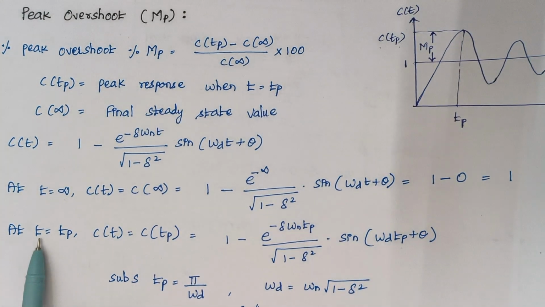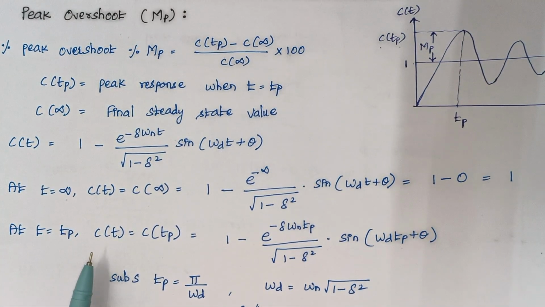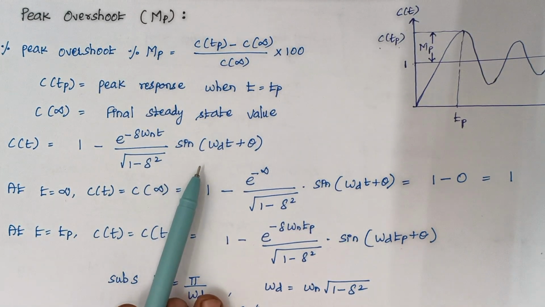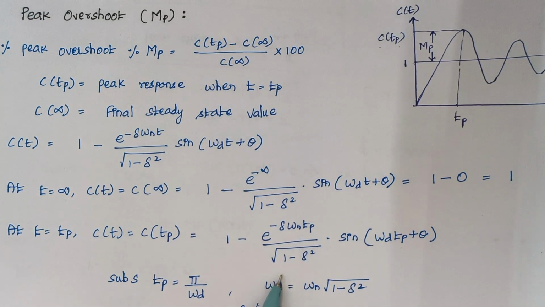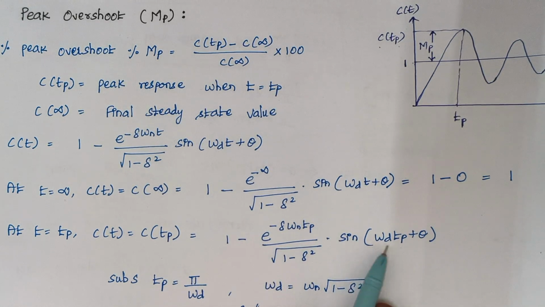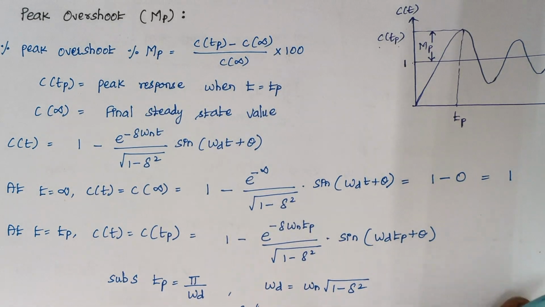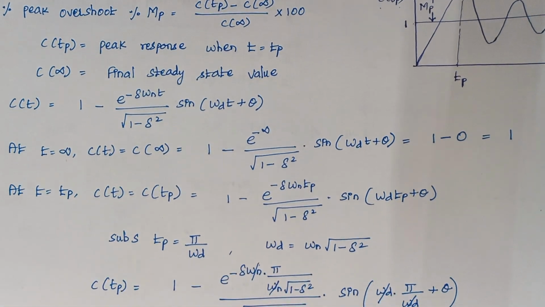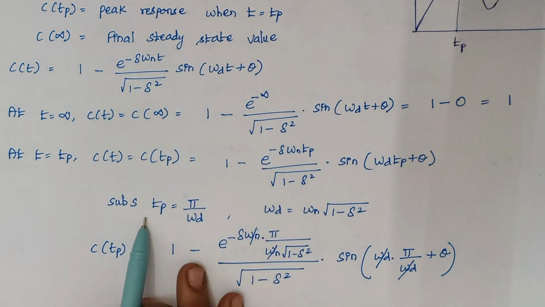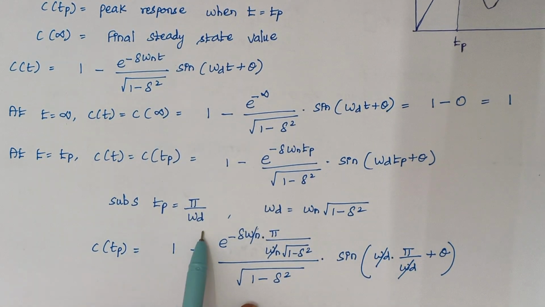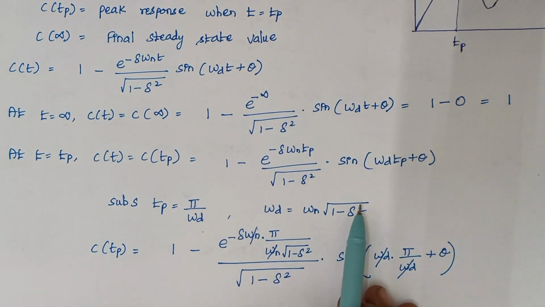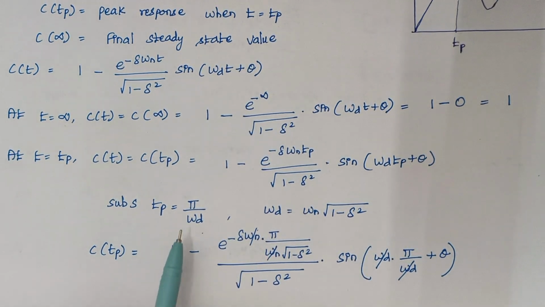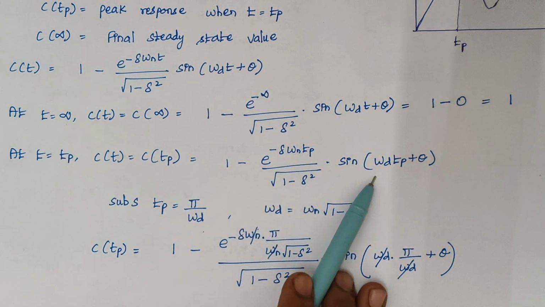And the next thing, I am substituting t by Tp. When you replace t by Tp, this expression becomes 1 minus e power minus zeta omega n Tp divided by root of 1 minus zeta square into sine of omega d Tp plus theta. From the previous formulas, we know that the formula for peak time is given by pi by omega d, and here omega d is given by omega n into root of 1 minus zeta square. So now I am going to substitute these two values in this expression.